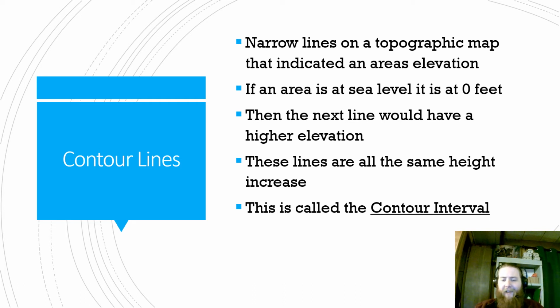And all of these lines on a topographical map, much the same way that a map scale, like every inch was worth 2 miles, all of these lines are going to be the same height. So if one line's going up 10 feet, every line is going to be going up 10 feet. We call this the contour interval, and that'll be usually labeled on whatever map you're looking at to kind of give you a guideline for what those lines on that map mean.